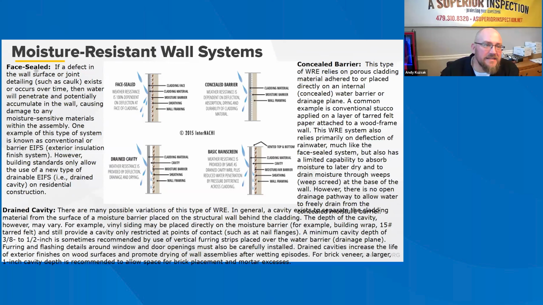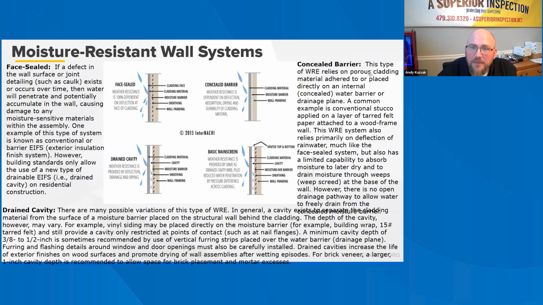So face sealed. If a defect in the wall surface or joint detailing, such as caulk, exists or occurs over time, then water will penetrate and potentially accumulate in the wall, causing damage to any moisture-sensitive materials within the assembly. One example of this system is known as EIFS. However, building standards only allow the use of a new type of drainable EIFS, drained cavity, on residential construction.